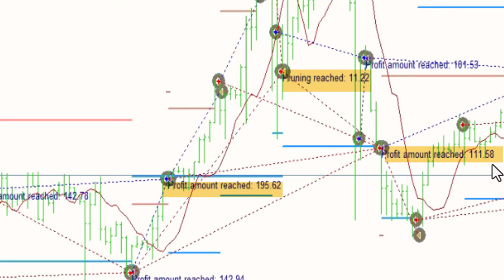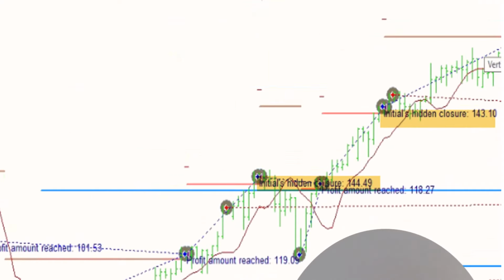Then the other closure is a little straightforward one where the price just hits the target. But the difference here is that you can hide the target from the broker. So here's an example of one. Let's have a look at that buy over there. Went up and it closed initial hidden closure. So it's an initial trade. It hit the target straight away, but it was a hidden closure. And here's another one. Here's a buy that went up, initial hidden closure.